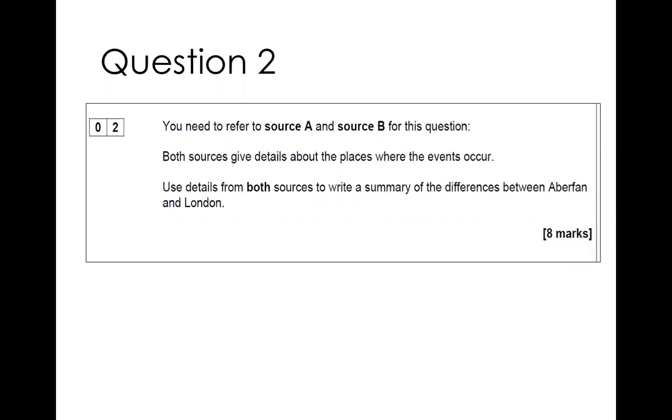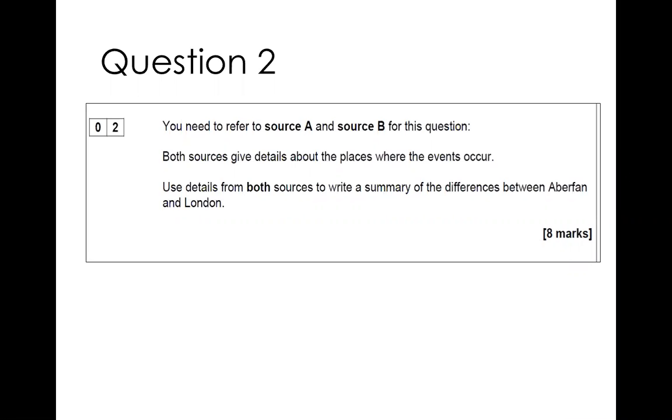All right, we're going to move on to look at question 2. So this is question 2 on the screen here. You need to refer to source A and B for this question. Those are some of the key words to pick out of this question. As I said, each question will identify which sources you need to be looking at for each individual one.